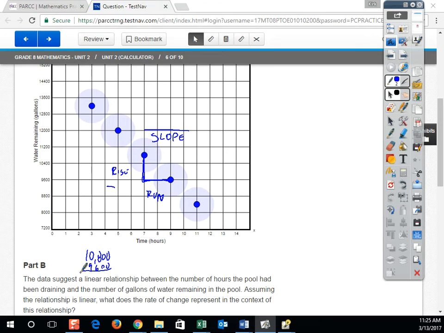So over that time, how much water was lost? Well, when I subtract these two, I get 1,200. So our rise is negative 1,200. And our run is 2, because it took 2 hours. And you know that slope, or the rate of change, is equal to rise divided by run, which is negative 1,200 over 2, which is equal to negative 600. So I know my slope, my m value, is negative 600.